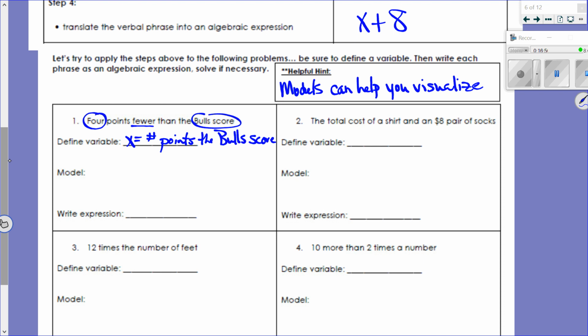4 points fewer than the bull score, yes? A box on top, and then a line going to a box. Okay, what's in the box on top? X. Then a line, and then what? A line down leading to 4 more boxes. 4 more boxes, good. Does everybody understand where we got the model from? So then what does that look like as an expression?